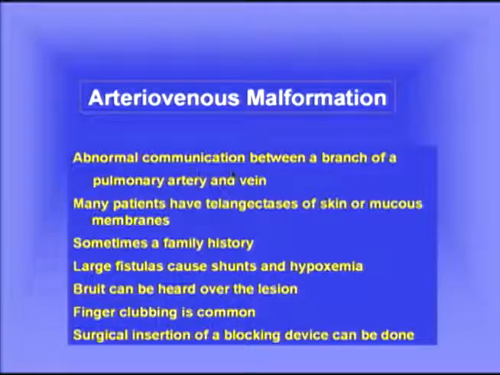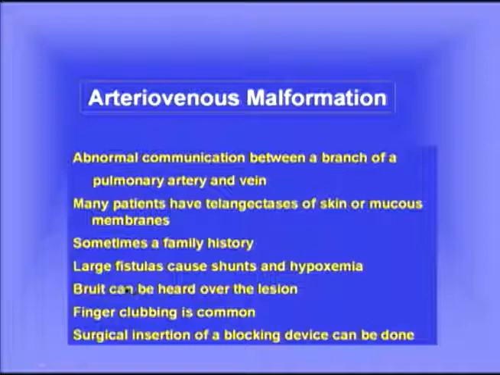This is an abnormal communication between a branch of a pulmonary artery and a vein. It's something you're born with, and many of the patients have other evidence of vascular abnormalities, telangiectasies of the skin or mucous membranes. Sometimes there's a family history of this condition. If you've got a large communication, of course you've got a substantial amount of pulmonary arterial blood, mixed venous blood, joining the pulmonary venous blood. That's a shunt, and that can cause hypoxemia. It's one of the classical causes of hypoxemia caused by shunt.